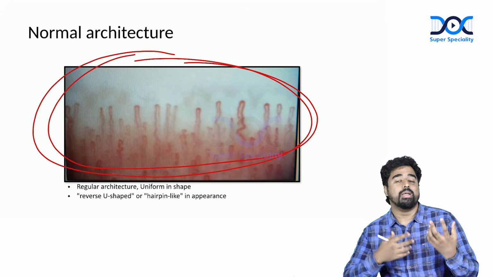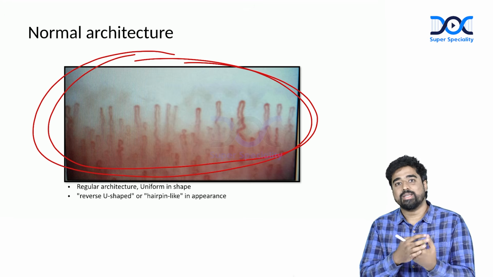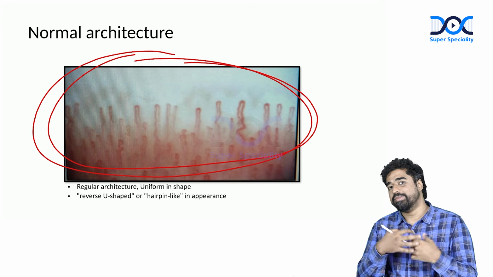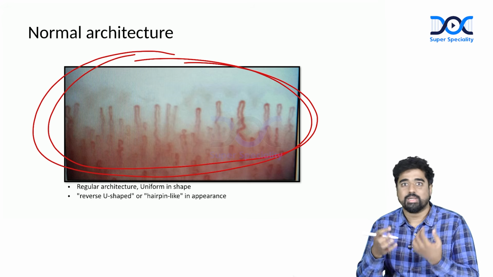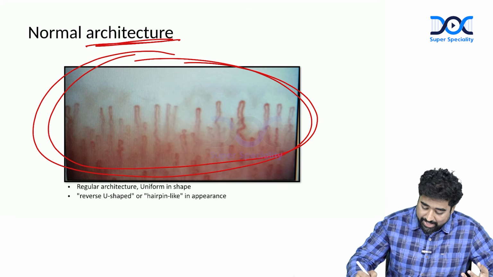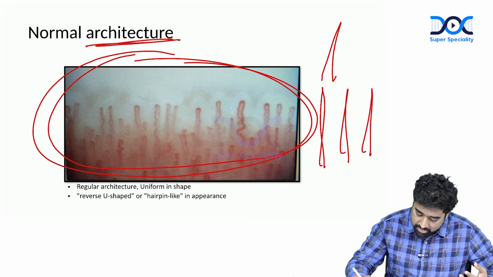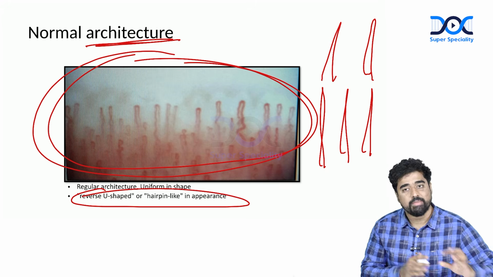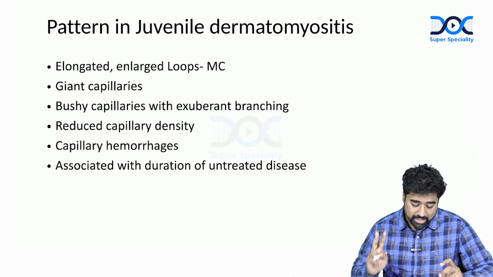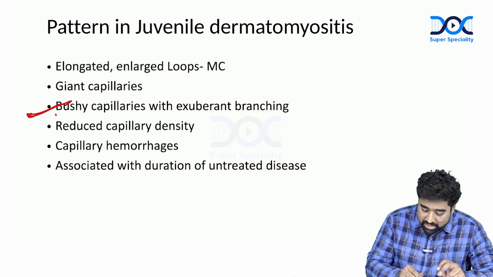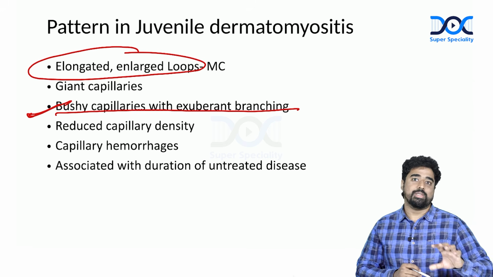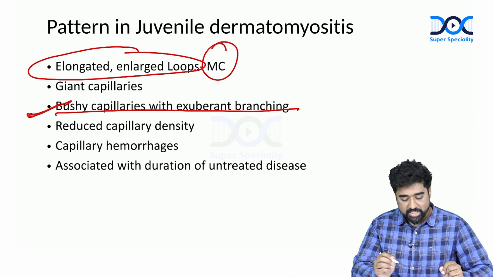Here their structure, the microarchitecture, is seen. If any hemorrhages are there, they are seen. If any new angiogenesis is there, that is seen. All of this architecture is seen. Normally it is like this: the hairpin shape, reverse U shape or hairpin shape. That is the normal appearance. But in juvenile dermatomyositis, very importantly, two things. What happens? Bushy capillaries with exuberant branching, and most importantly, elongated enlarged loops. This is the most common manifestation, but bushy capillaries, etc. are also quite common.